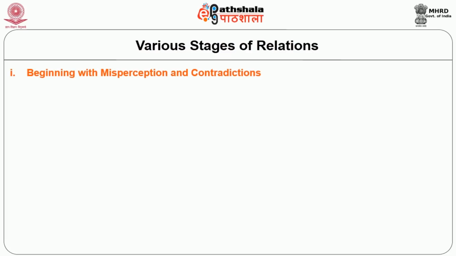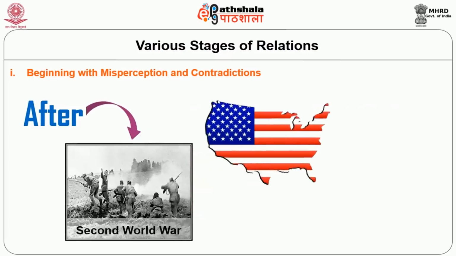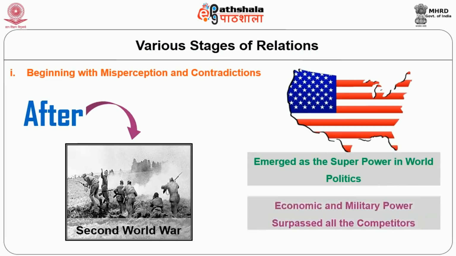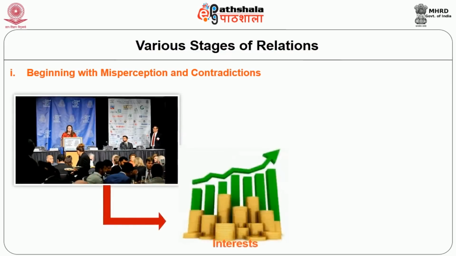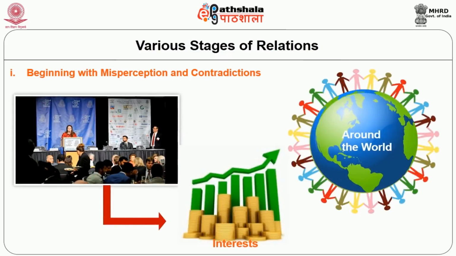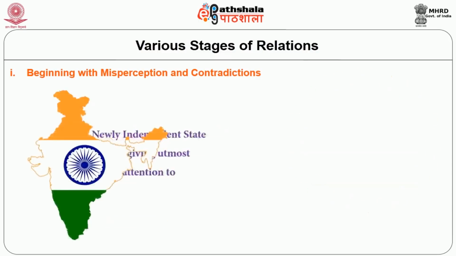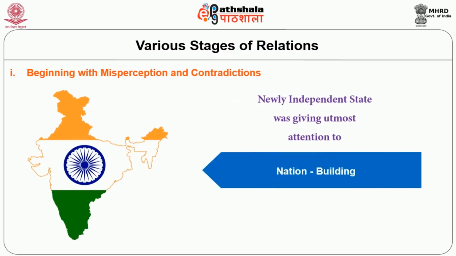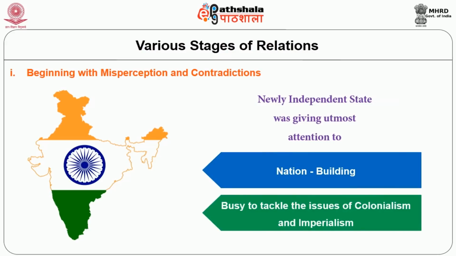Beginning with misperception and contradictions. After the Second World War, United States of America had emerged as the superpower in world politics. Its economic and military power surpassed all the competitors at that time. The US policymakers had started to calculate their strategic interests around the world. Whereas India as a newly independent state was giving utmost attention to nation building on the one hand and was busy tackling the issues of colonialism and imperialism on the other.